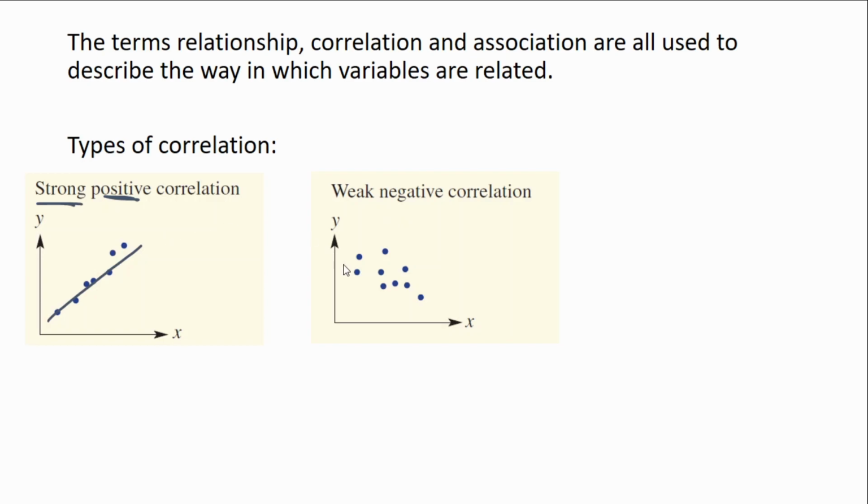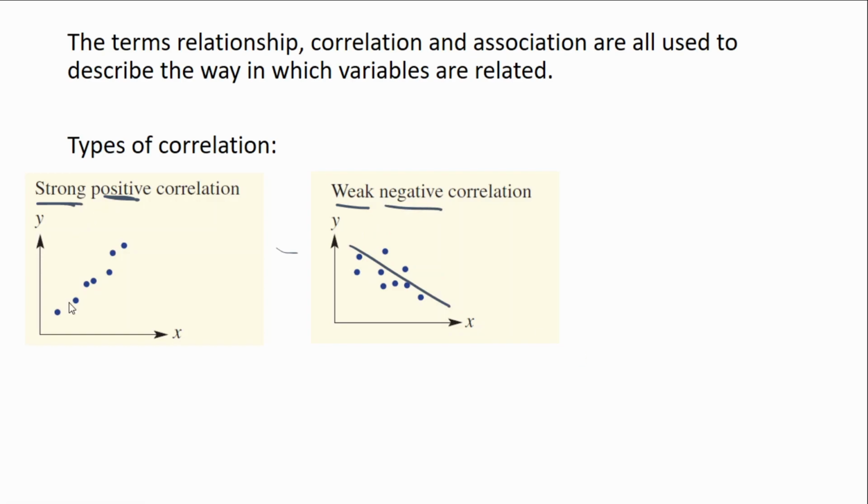Another type is weak negative correlation. If you have a look here, they're still kind of in a straight line, but they're much more spread out than we can see here. So the more spread out they are, the weaker the correlation is. That's where we get the name weak from. This is also negative because the scatter is going down from left to right. That's a negative gradient, so that's where we get negative from. So in this case, it's a weak negative correlation.